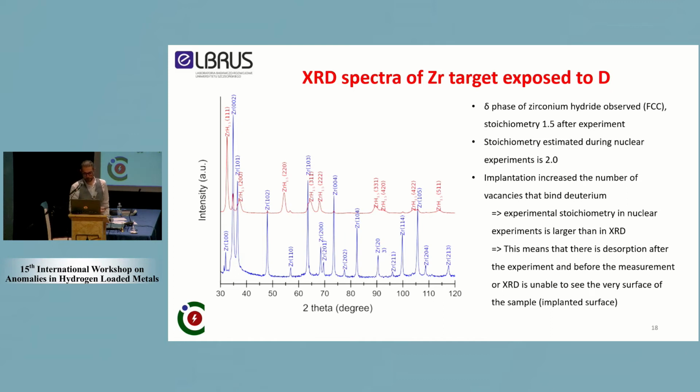So we have an FCC phase when we get to the 1.5. And the evaluated stoichiometry during the experiment, during the implantation, is 2. But we take the sample out, go to an XRD, and then we measure 1.5. So my guess is that either there have been some desorptions, or we have to do a thorough investigation of the stoichiometry during implantation.